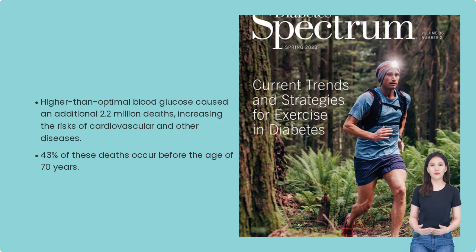Visualizing the global prevalence of diabetes reveals a concerning trend. The increase in prevalence is stark, especially when comparing low and high-income countries. This has led to higher than optimal blood glucose mortality, causing an additional 2.2 million deaths and increasing the risks of cardiovascular and other diseases. Shockingly, 43% of these deaths occur before the age of 70 years.